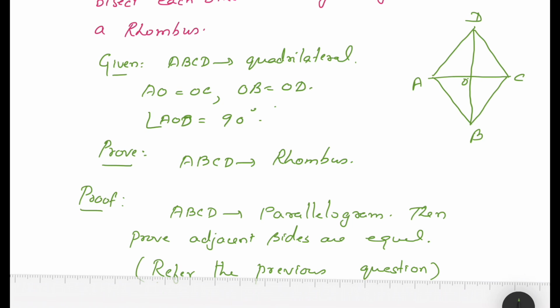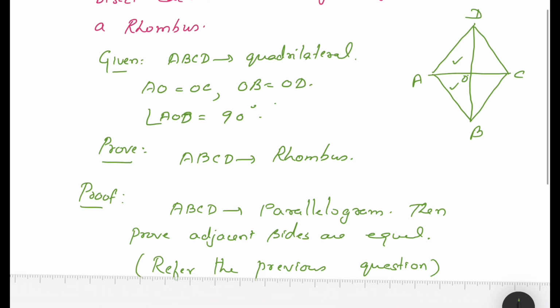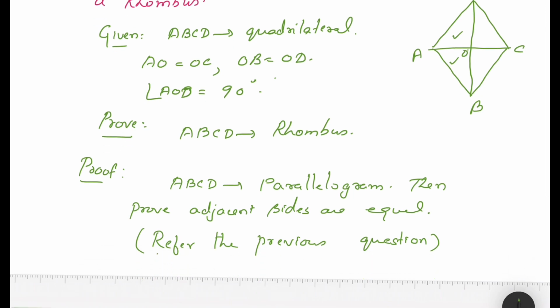For that, you should take the adjacent triangles. So, take these 2 triangles and prove they are congruent. From there, you will get AD equal to AB. Then you can write, in a parallelogram, if the adjacent sides are equal, then it is a rhombus. So, compared to the previous problem, only the first and second proofs you have to do. The third proof you do not have to do.